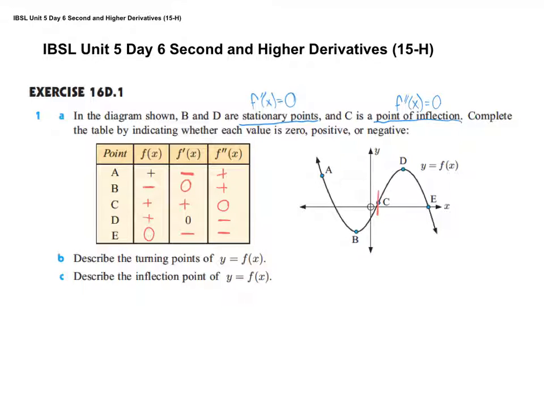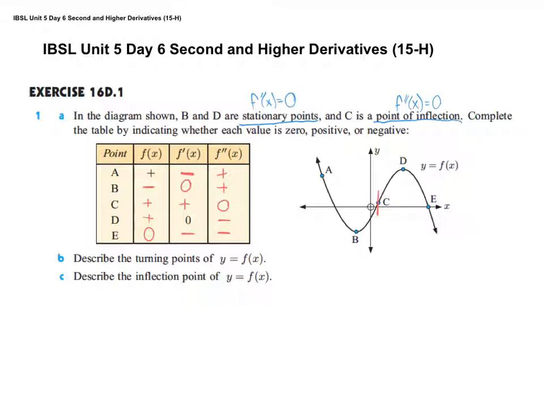So the turning points of the function would be where? B and D. The turning points are B and D. B is a min point on a part where it's concave up. So B is a minimum point, but we are currently accelerating at that moment.